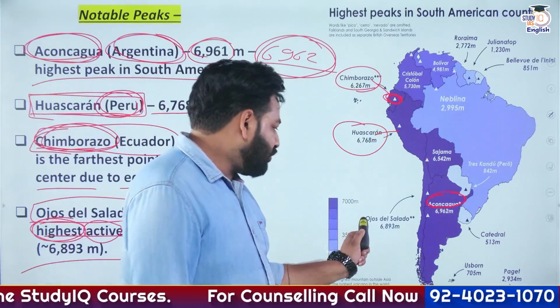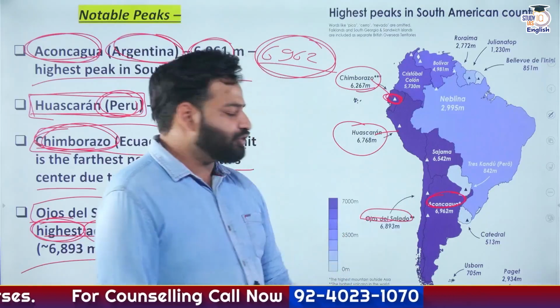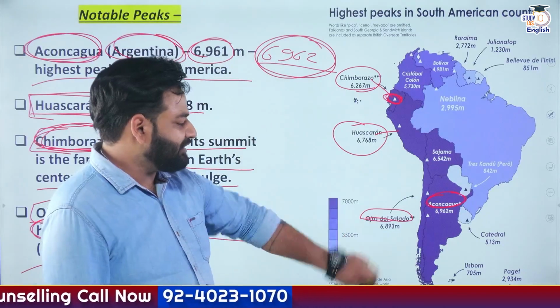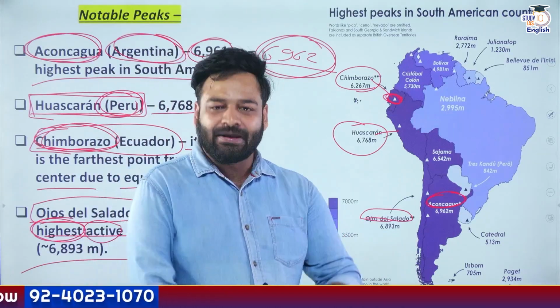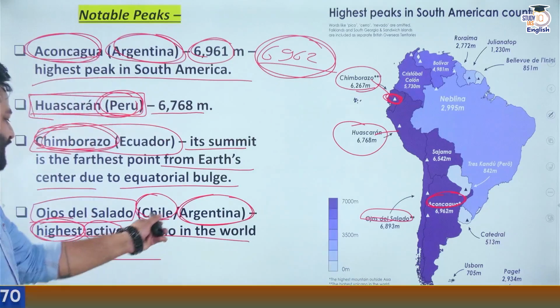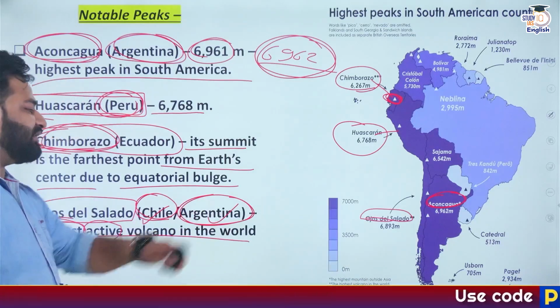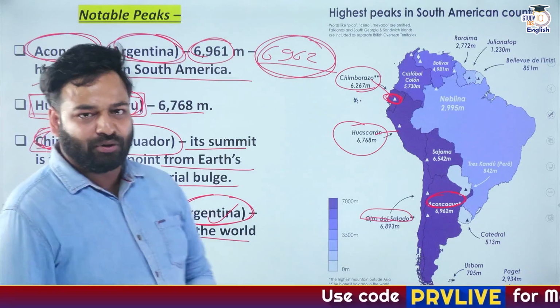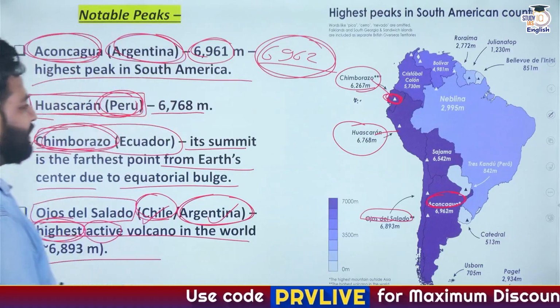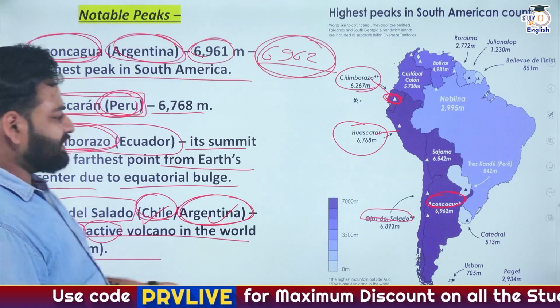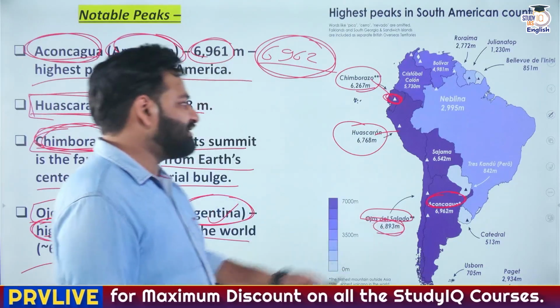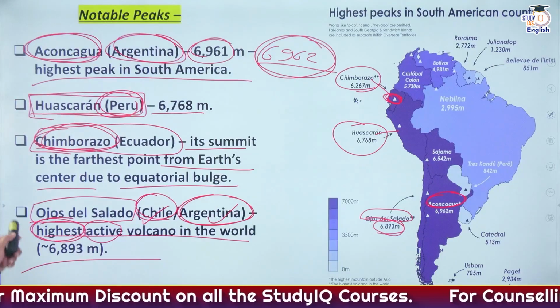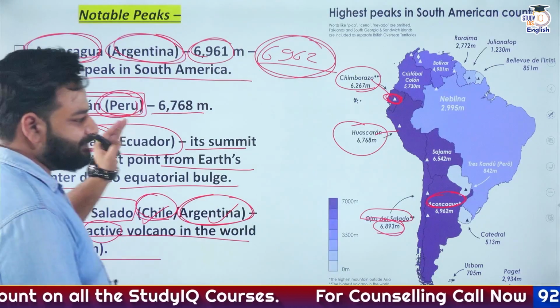So here we go, Ojos del Salado. Where is it? Part of it falls in Chile, whereas part of it falls in Argentina as well. And what is the actual summit we talk about? 6,893 meters as well, right? So this is where the notable peaks come in.